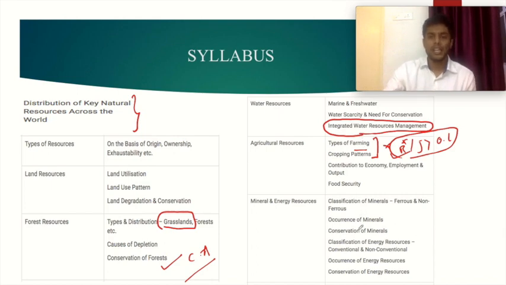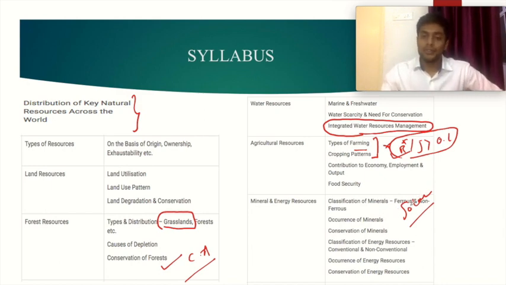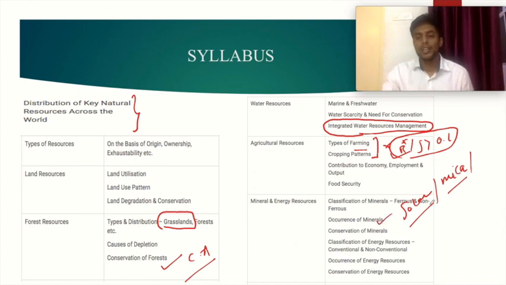Now, mineral and energy resources. Solar energy has been a very favorite part of all the examinations this time, you know. So therefore, this is very important. You should focus on it. Then there was one question about the availability or distribution of mica. So therefore, the occurrence of minerals is also here. Now, about the conservation of minerals, there was one question. There was one important question last year itself about sand.